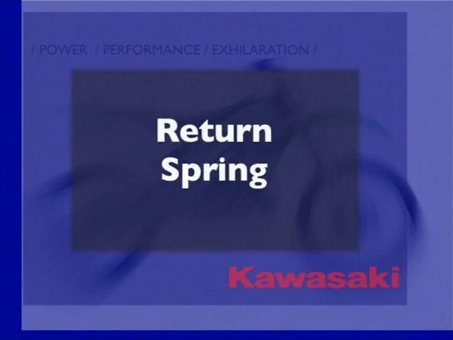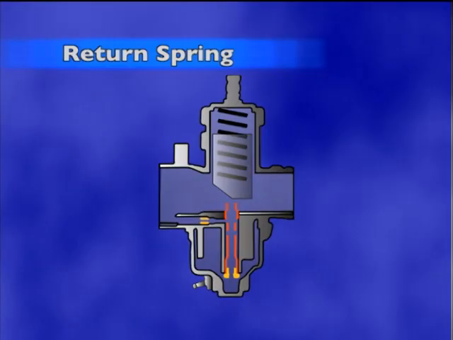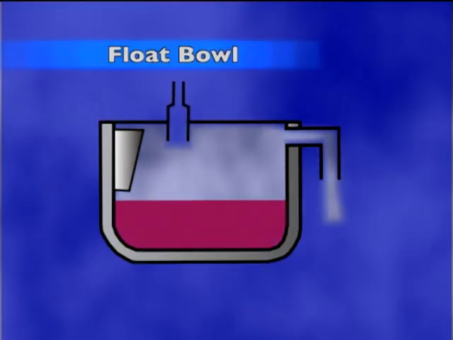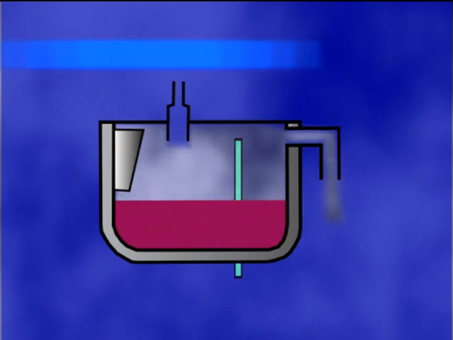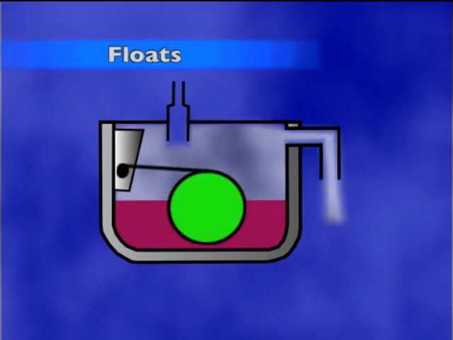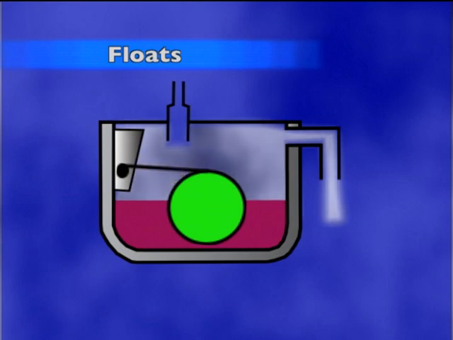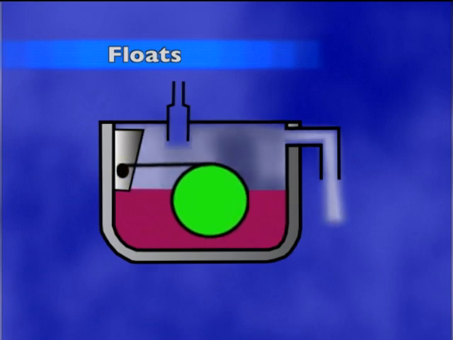Located inside the slide, a return spring ensures that the throttle returns to the closed position when released. The float bowl contains fuel, is vented to atmospheric pressure, and may include an overflow tube. One or more hollow floats made of plastic float on top of the fuel and help to control fuel flow into the float bowl. The floats are attached by an arm to the carburetor body and held in place by a locating pin. The floats pivot on the pin as the fuel level rises and falls.